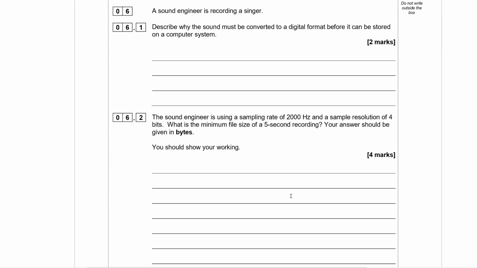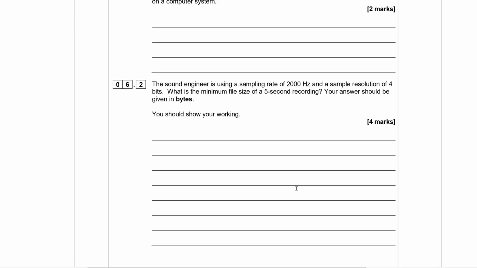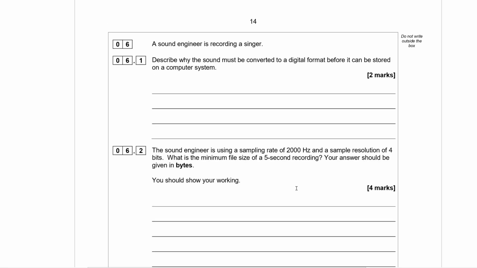Okay, now for question 6, going back to data rep, looking at sound now, which I always really like as a topic, but it's one I think people find difficult on occasion, so it's worth focusing on as you're revising, I would suggest. So a sound engineer is recording a singer. Describe why the sound must be converted to a digital format before it can be stored on a computer system. For 2 marks here, so a more typical describe question.